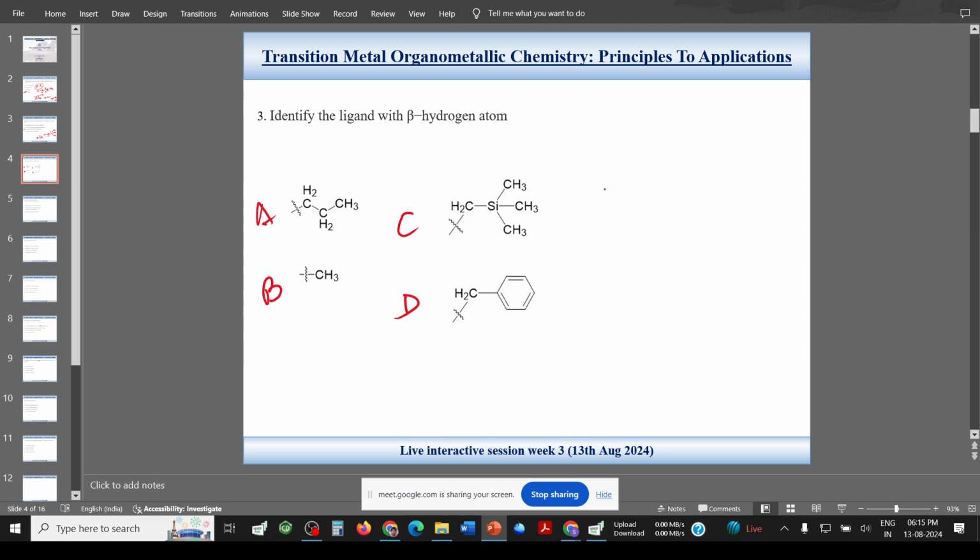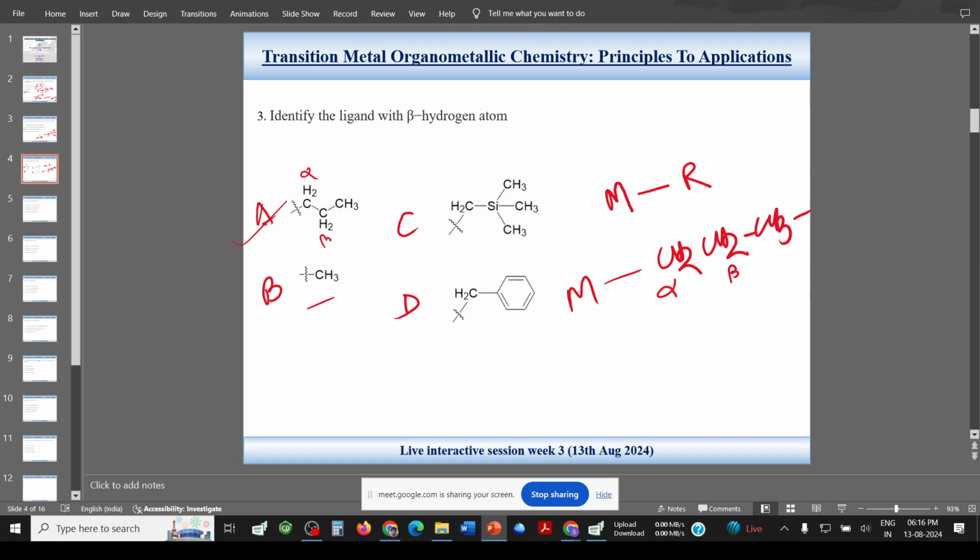As we have already said in the previous question, a beta hydrogen is present when we have a metal attached to R, and that R is like CH2 CH2 CH3 attached to the metal. The first carbon attached to the metal we call alpha, then beta. So here this is alpha, this is beta. So only option A has the beta hydrogen. That means option A will be the correct answer.